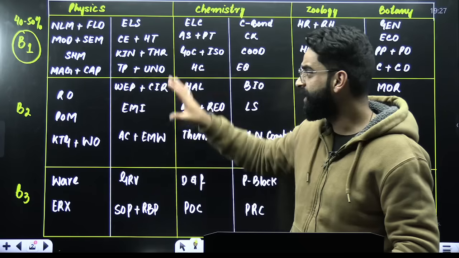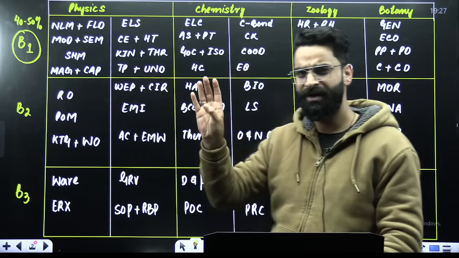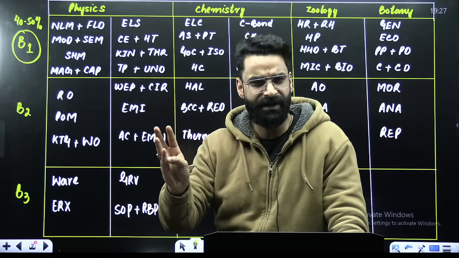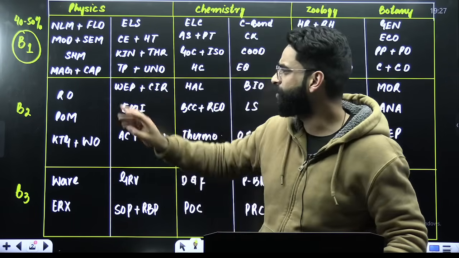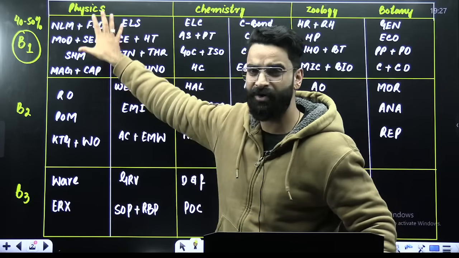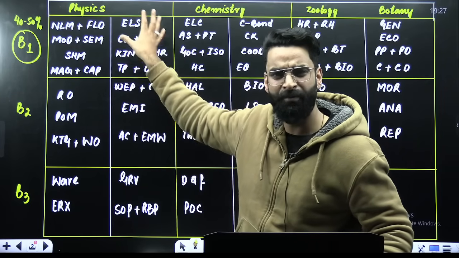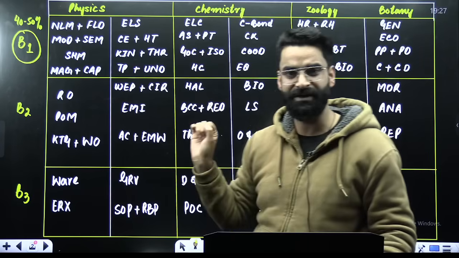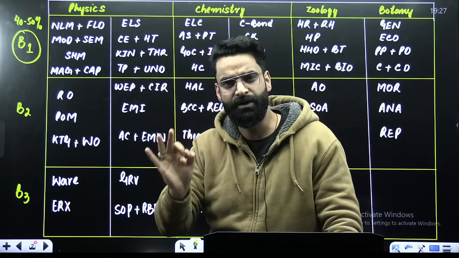And my dear students, in every block, we have kept easy chapters, as well as difficult chapters, as well as moderate chapters. So this particular block is a mixture of easy, difficult, and moderate chapters of physics. Same goes for chemistry, same goes for your biology. So all those things have been taken into consideration.